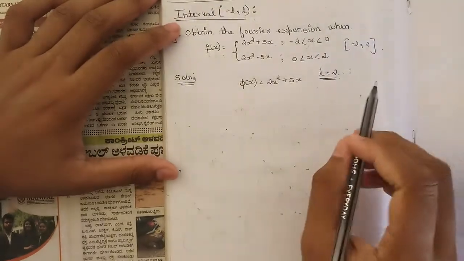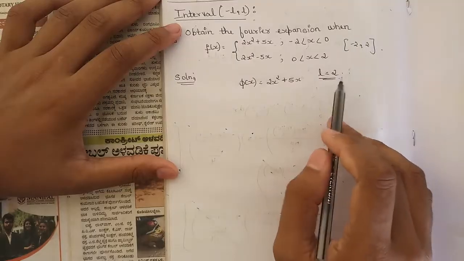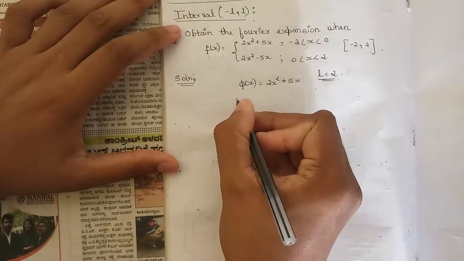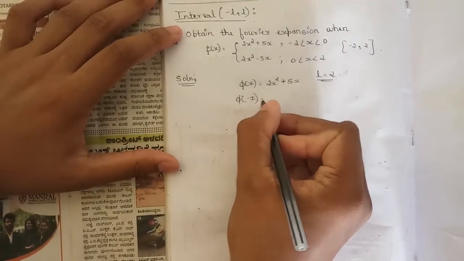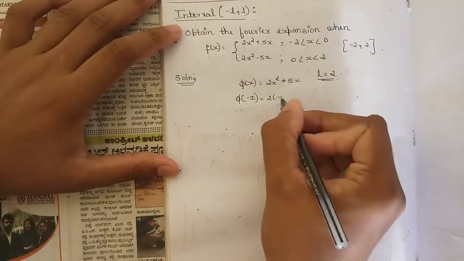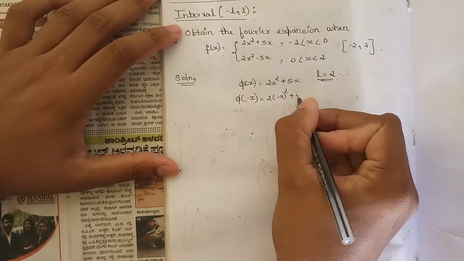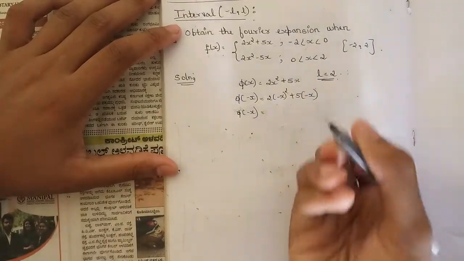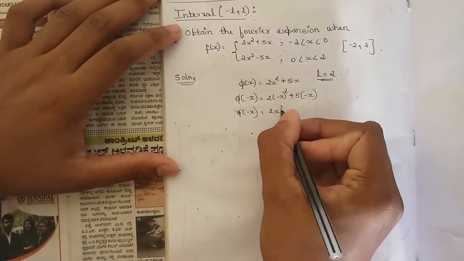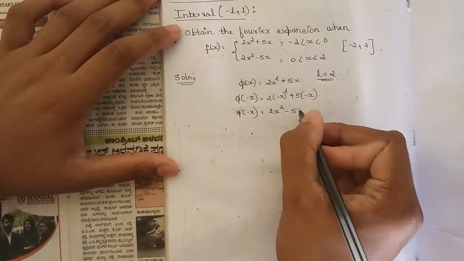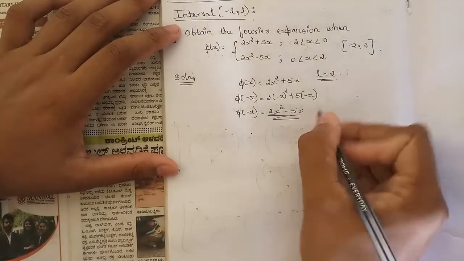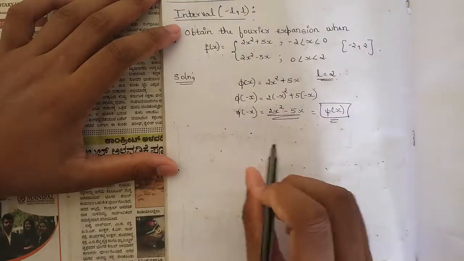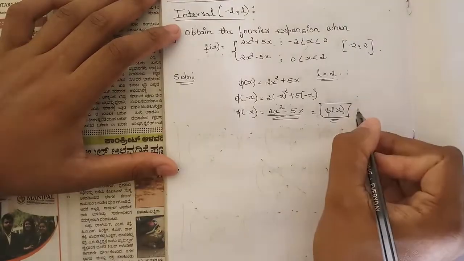So let's solve this. Here we know that the value of L is 2. Now first we need to consider the phi of x function. The first step is we need to replace the value of x by minus x: 2 into minus x square plus 5 into minus x. That will give you minus x the whole square is x square, plus into minus minus 5x. So the resultant we got is equal to the xi of x value. Phi of minus x is equal to xi of x, then we say that the function is even.